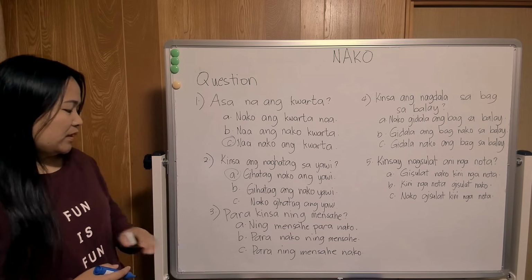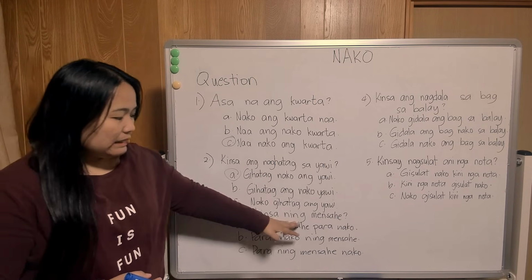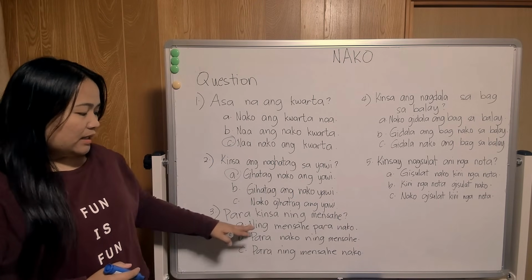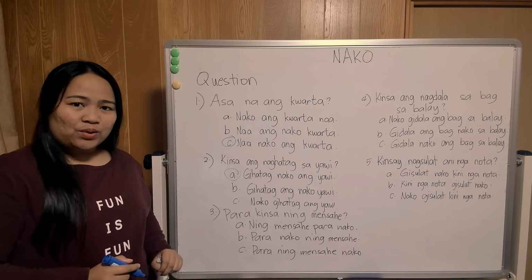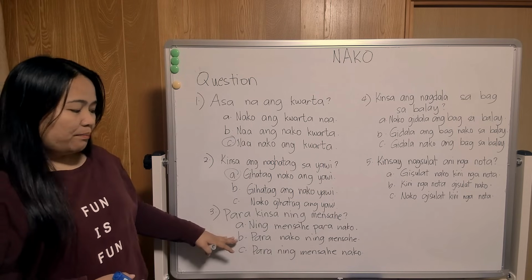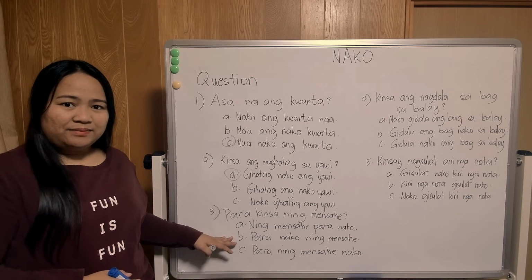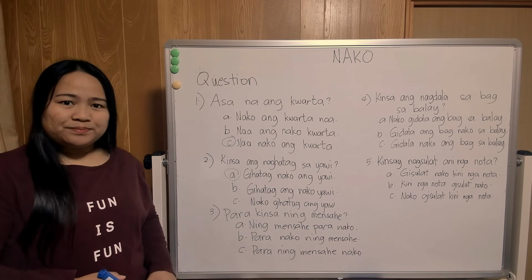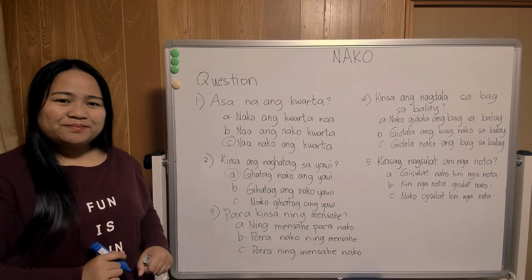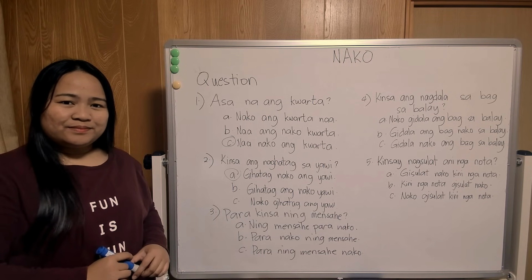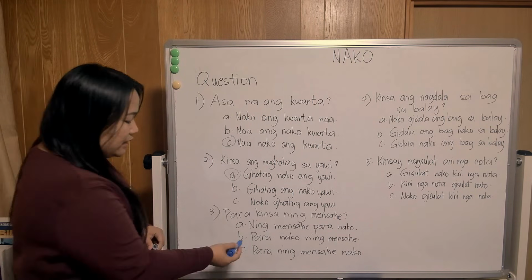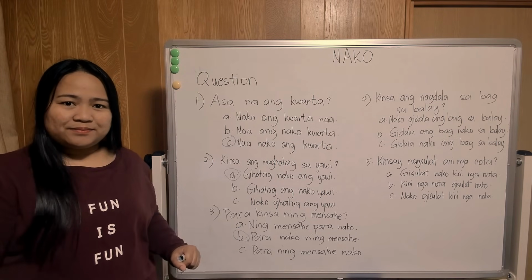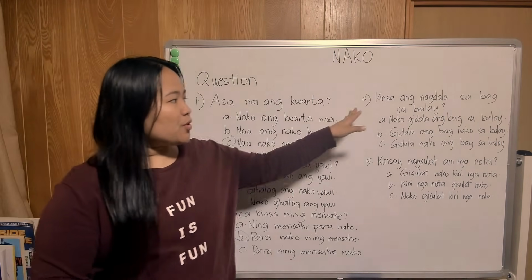Number 3. Para kinsa ning mensahe? Is it A? Ning mensahe para nako? B. Para nako ning mensahe? Or C. Para ning mensahe nako? What's the answer? Yes, the answer is letter B. Para nako ning mensahe.